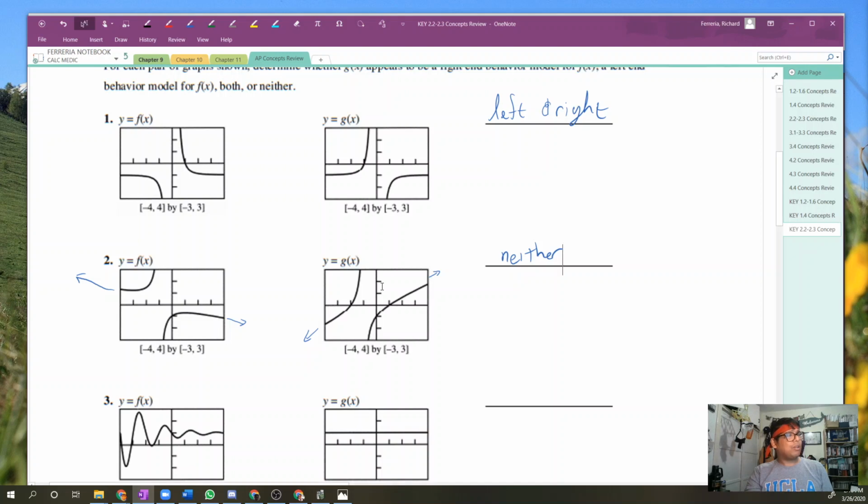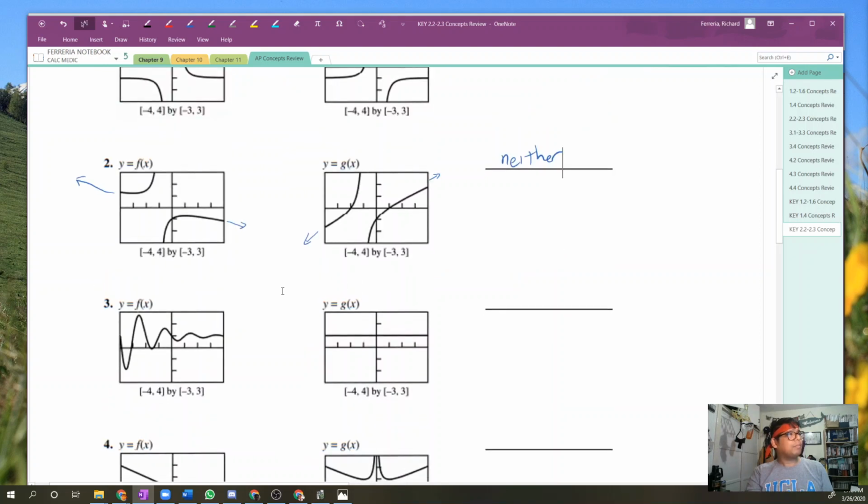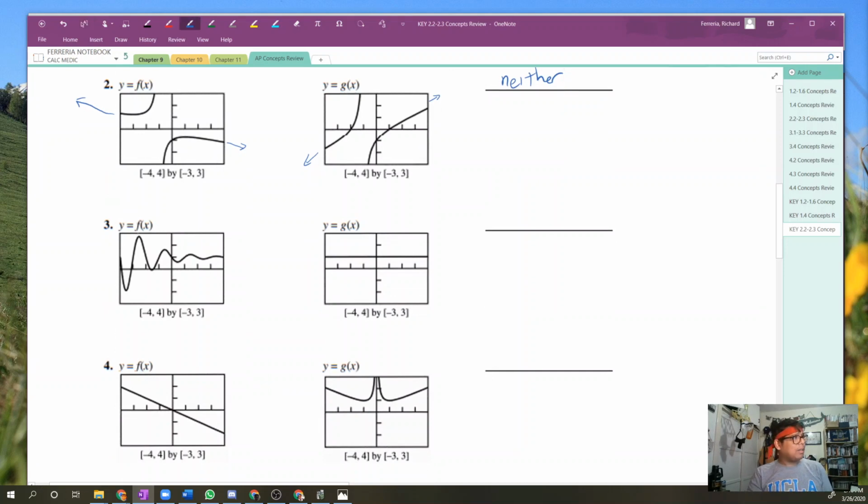Moving on to question 3. Let's take a look at the left side. The left side of f of x appears to be growing more and more in amplitude. So it doesn't really approach a limit on the left side, whereas the left side of g of x clearly approaches a limit of y equals 1. So the left sides do not have the same behavior model. The right side, however, if you take a look at f of x, it's oscillating around y equals 1, but it is settling at y equals 1, and g of x is already at y equals 1. So the right end behavior model is the same for both of those.